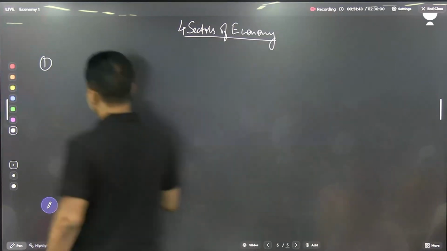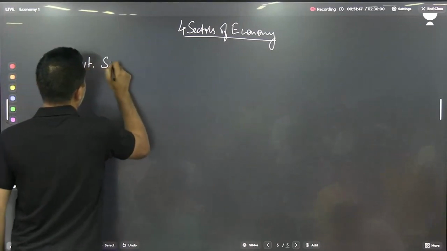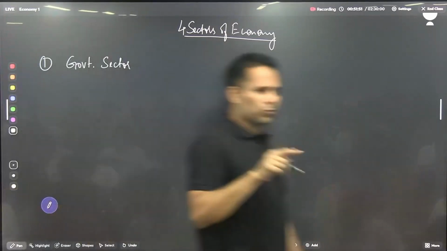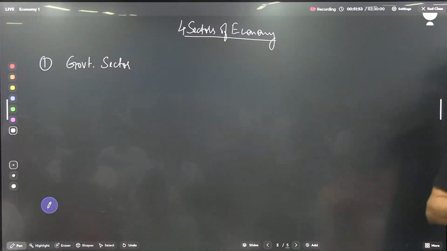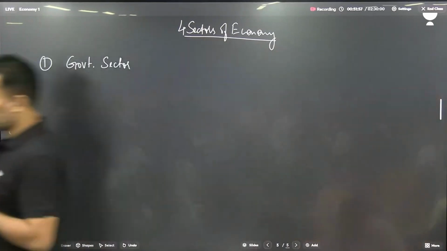So the first sector is the government sector. We are dividing the whole economy into 4 sectors for our better understanding. The first sector is the government sector. Now, what all things are included in the government sector?